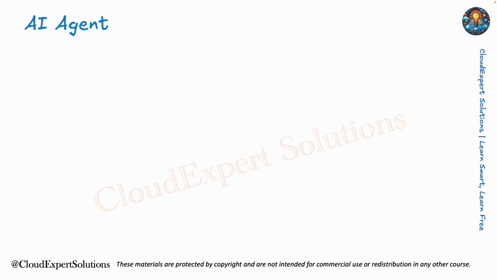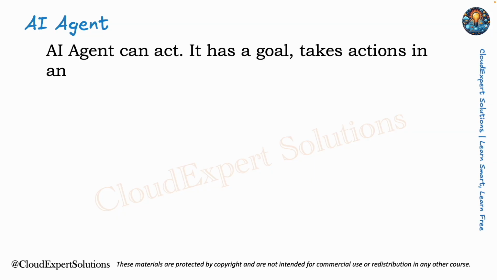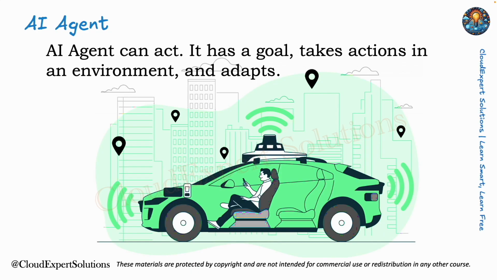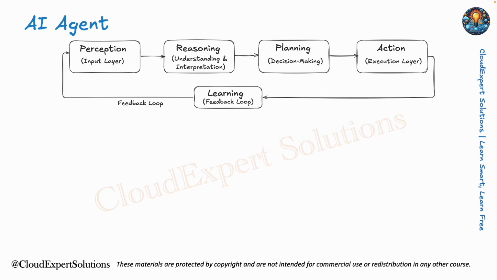Now what about an AI agent? Unlike generative AI, which just creates, an AI agent can act. It has a goal, it takes action in an environment and then adapts. As an example, a self-driving car senses the road, makes decisions and moves accordingly. Or a chatbot that does not just answer one question, but also books your flight, sends email and manages your tasks. Now let's understand how the core components of an AI agent work.